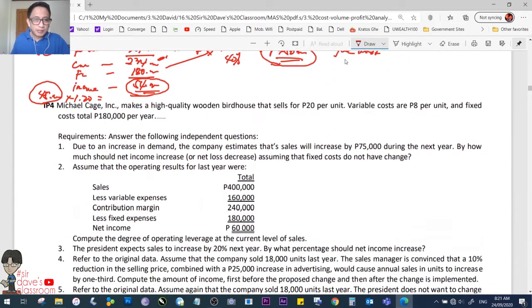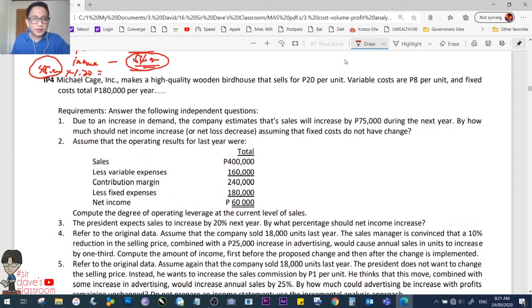Okay? IP number 4. Michael Cage Incorporated makes a high-quality wooden birdhouse that sells for 20 pesos per unit. Variable costs are 8 per unit, and fixed costs total 180,000 per year. Requirements: answer the following independent questions. Number 1. Due to an increase in demand, the company estimates that sales will increase by 75,000 during the year. By how much should net income increase or net loss decrease, assuming that fixed costs do not change?